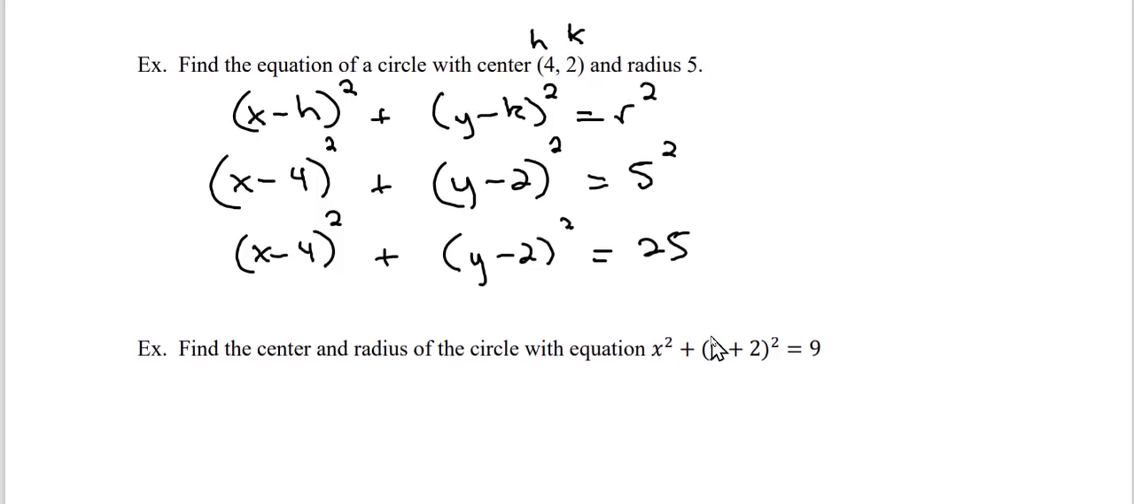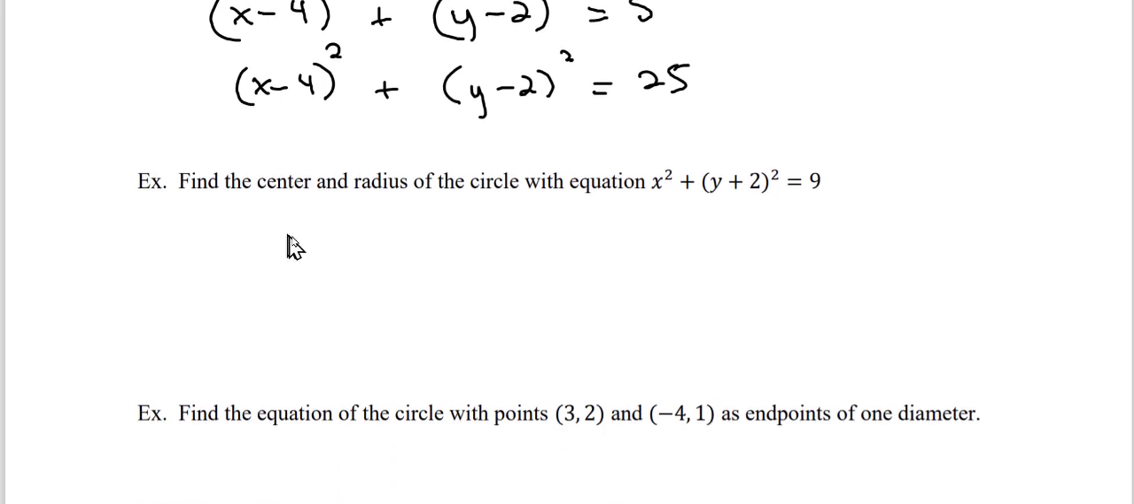Here we're going the other way, find the center and radius of this circle. Well, the center has x coordinate of 0 because there's nothing, this is like x minus 0 squared, right?